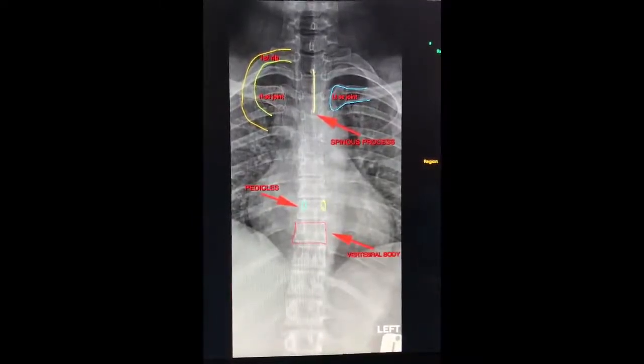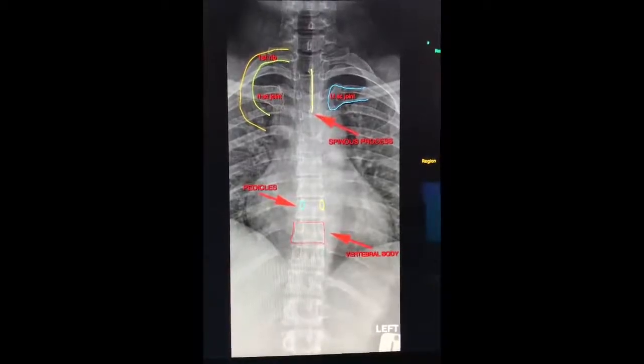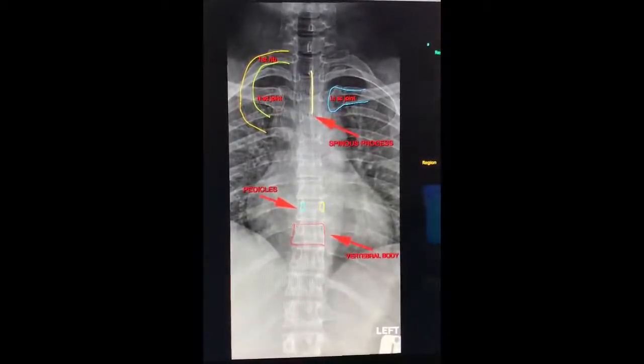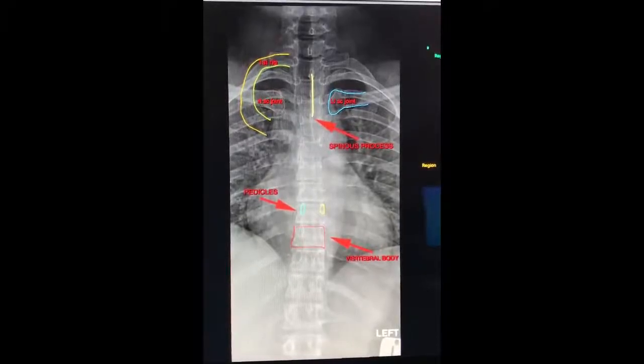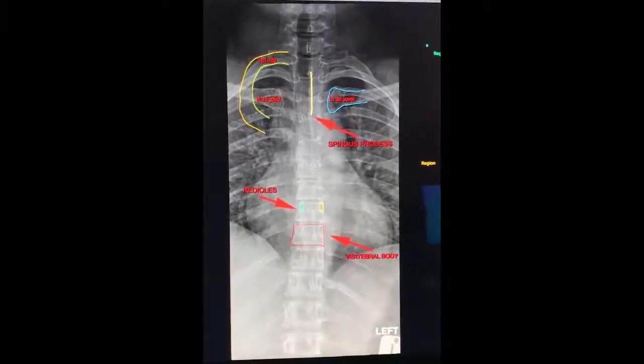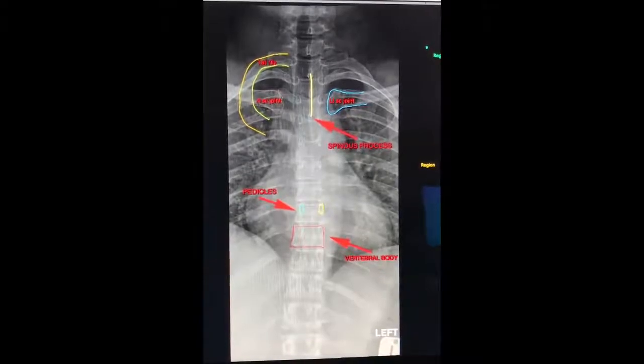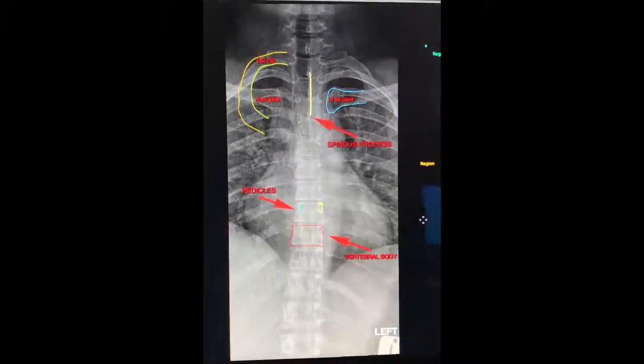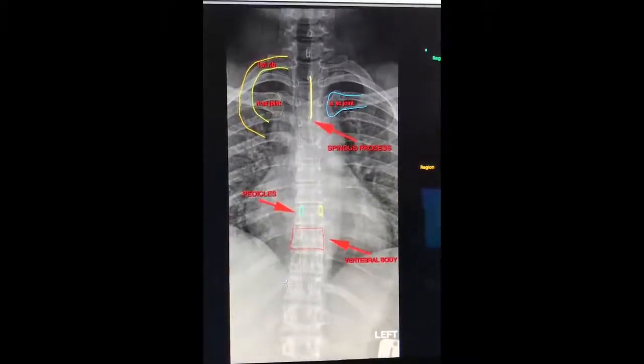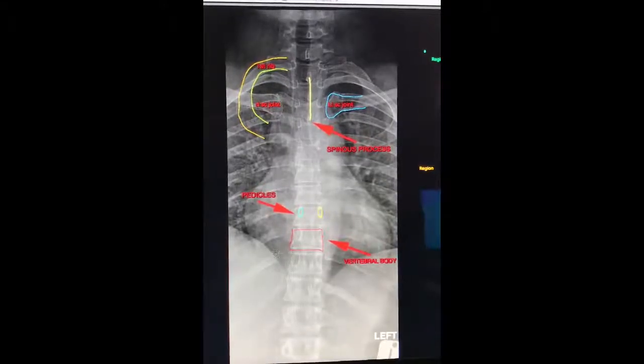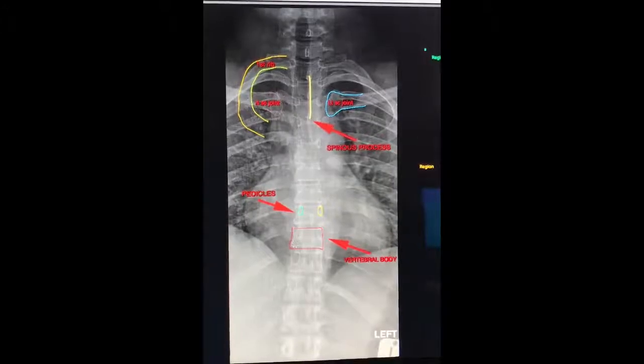Okay, when it comes to your anatomy, you should be able to visualize the vertebral bodies, your pedicles, your intervertebral disc spaces, your spinous processes, as well as your posterior ribs and your costovertebral articulations. That's basically where your ribs are joining onto the vertebral bodies of your T-spine.